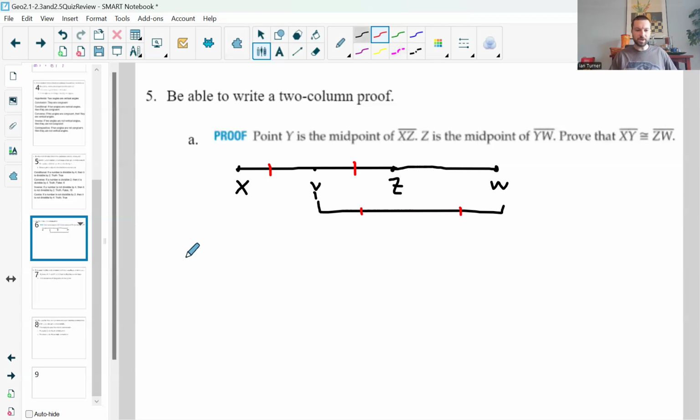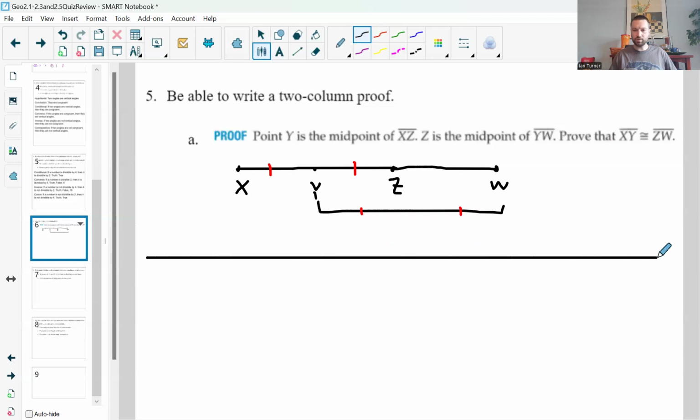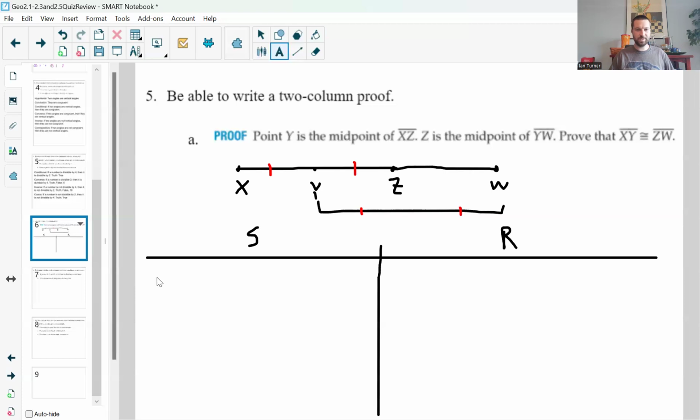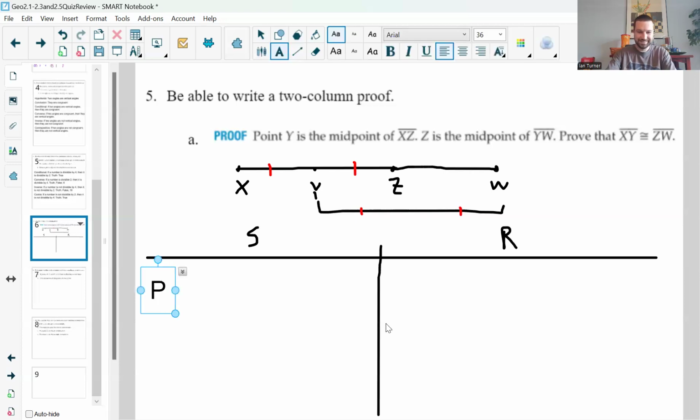All right, let's make our table here. Two column proof as always. Statements on the left, reasons on the right. Let's type a little bit. It's just hard to type out those givens. Let's make small font a little smaller.